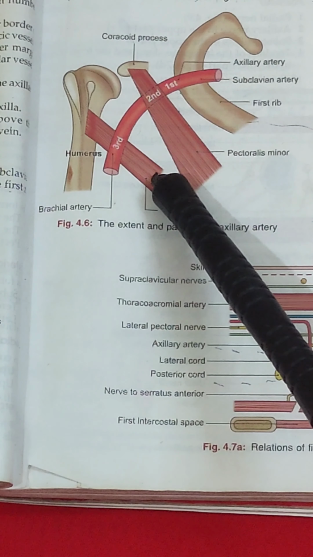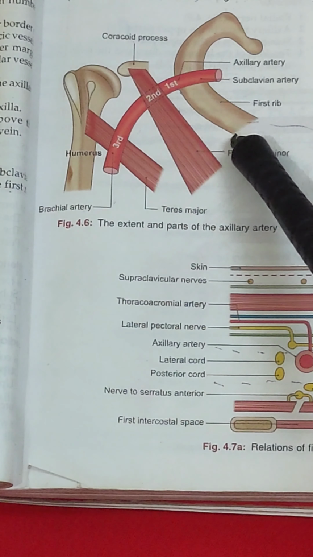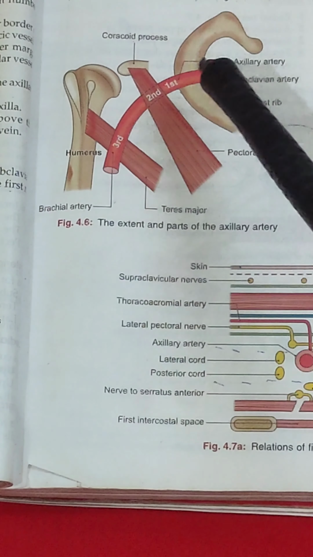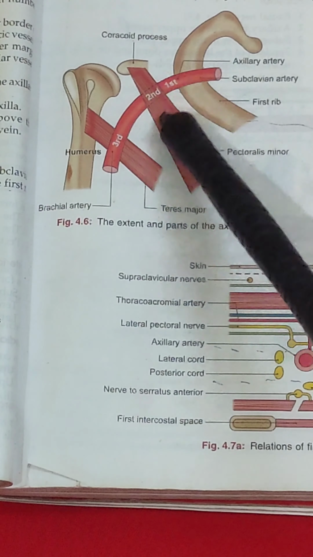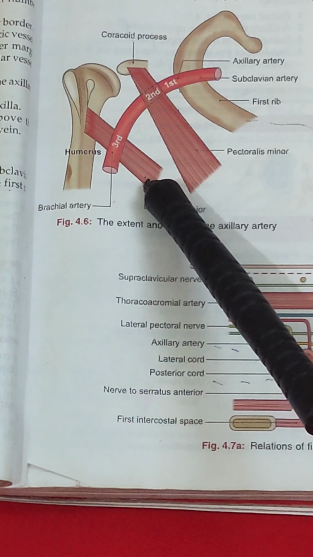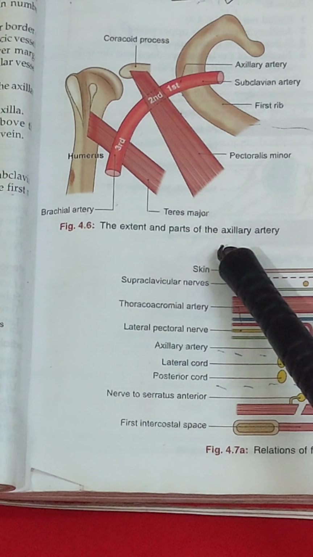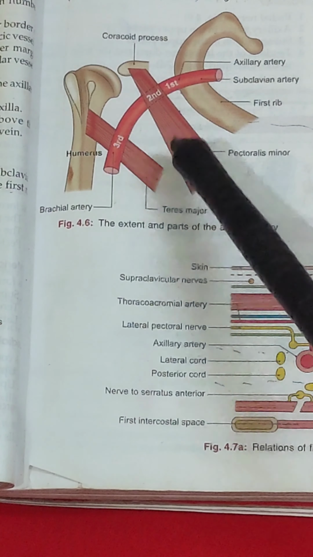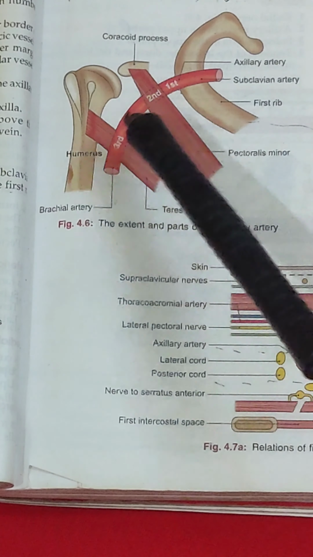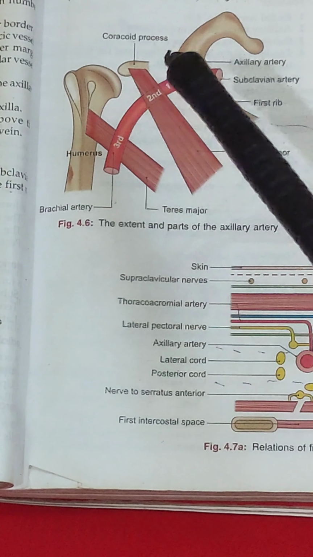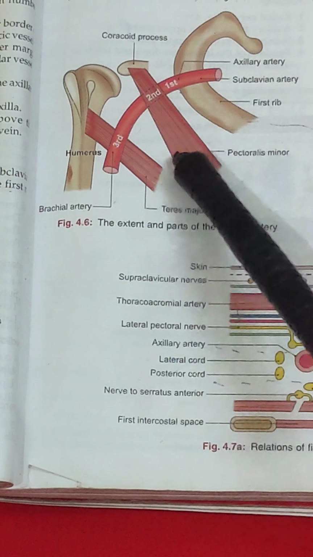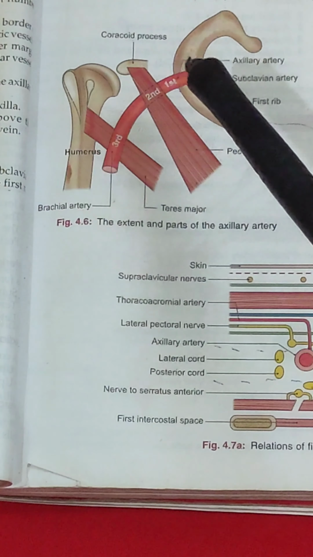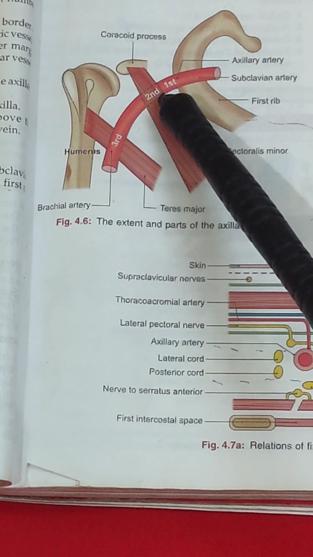The second point tells that the extent of the artery is from the outer border of the first rib to the lower border of teres major muscle. So it extends from the outer border of first rib to the lower border of teres major muscle. The third point is that the pectoralis minor muscle crosses the artery and divides it into three parts. So this is the pectoralis minor muscle. It crosses the artery and divides the artery into three parts. The part which lies superior to the muscle is the first part, which lies inferior to the muscle is the third part, and which lies posterior to the muscle is the second part.